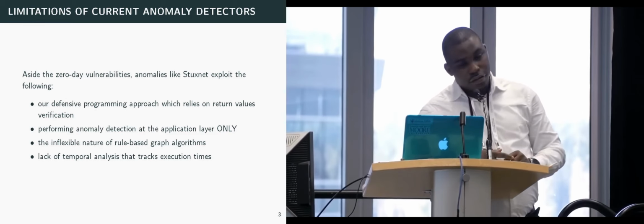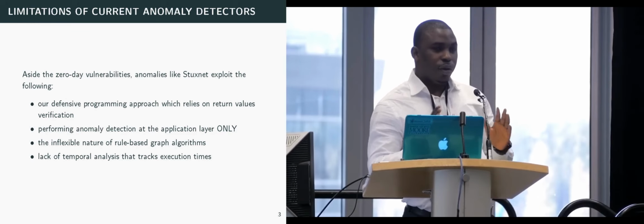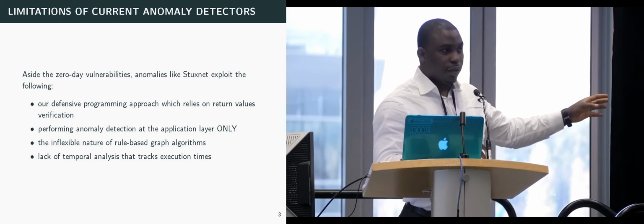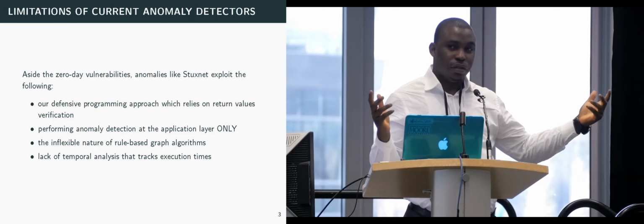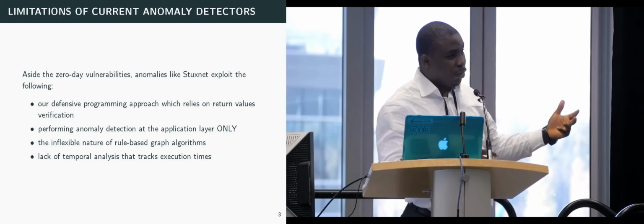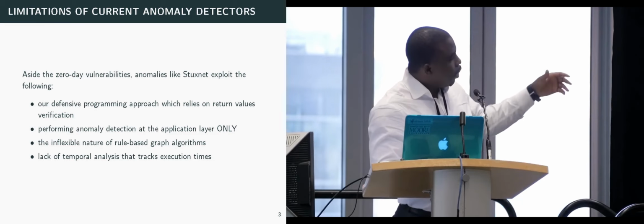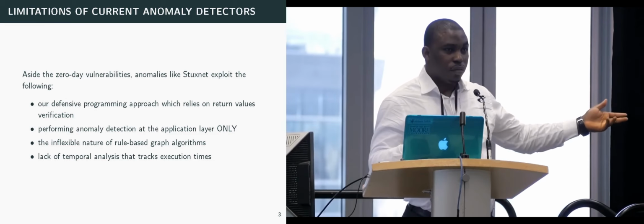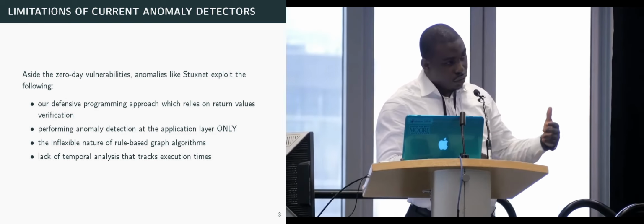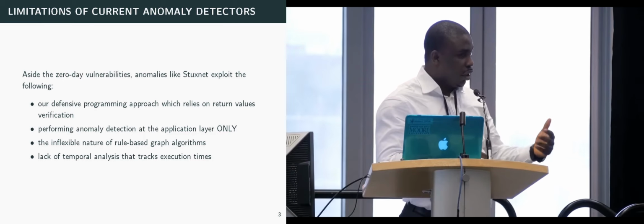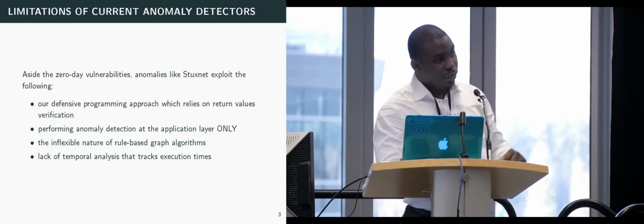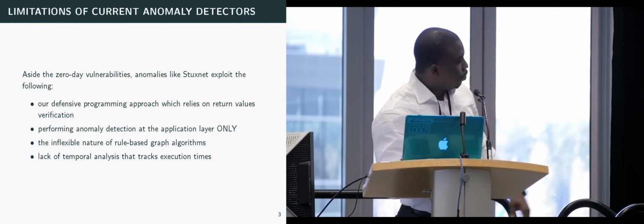Outside the zero-day vulnerabilities, like with some of these worms, our defensive programming approach was one of the weaknesses. We only check the values being returned by the application or process we are calling. Is it within the range? Is it the same type? And all those kinds of things. And we are mostly doing anomaly detection at the application layer. You build code, somebody asks you to put all the defenses in it, you do that, that's fine. But if somebody with superior experience comes and hijacks that code, they can successfully fool you.